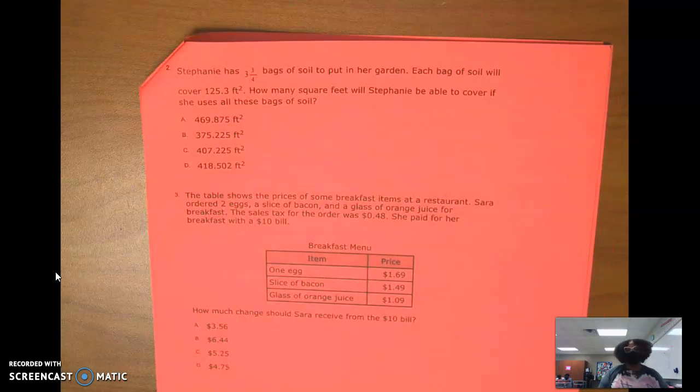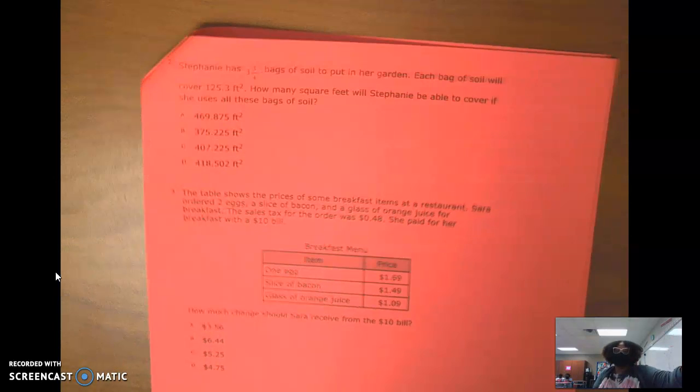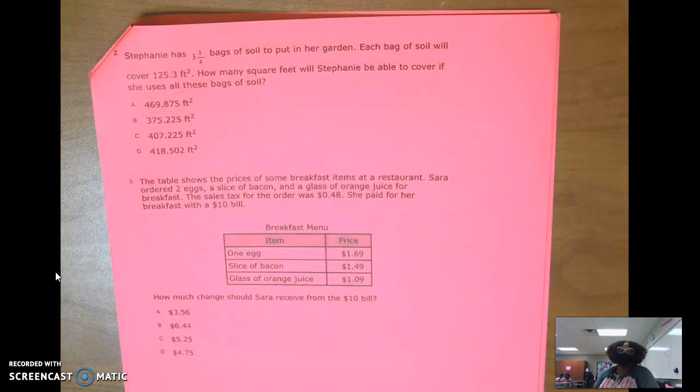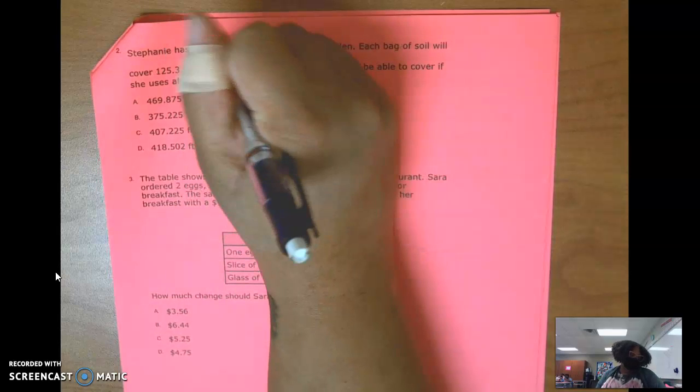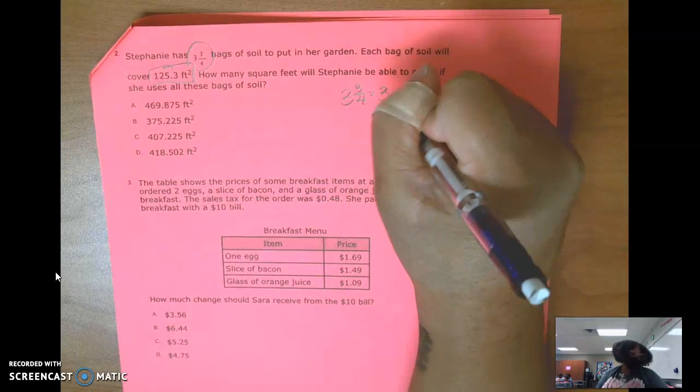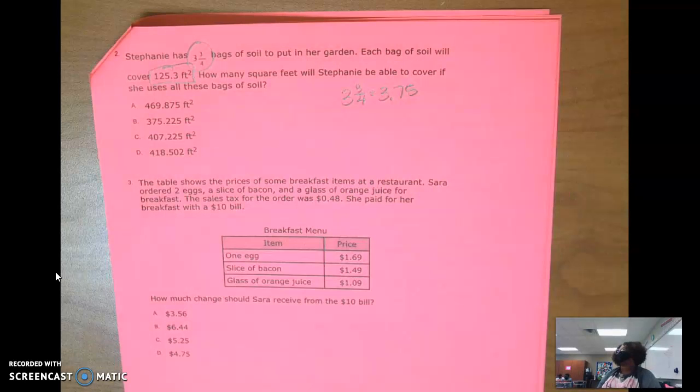Stephanie has 3 3/4 bags of soil in her garden. Each bag of soil will cover 125.3 feet. How many square feet will Stephanie be able to cover if she uses all these bags of soil? What do I have to do? Well, first, what I would do is convert 3 3/4 to a decimal. Okay, 3 3/4 to a decimal. Which is 3 7/75. Then what?